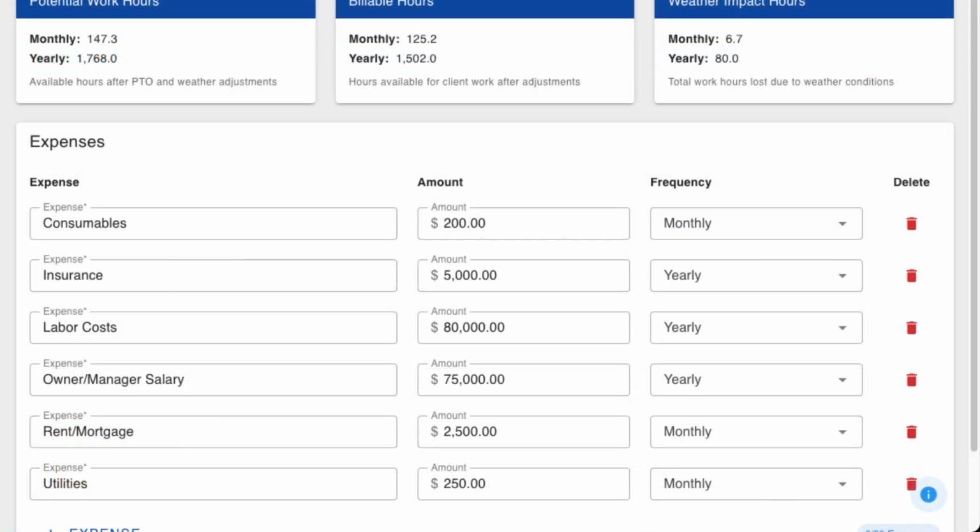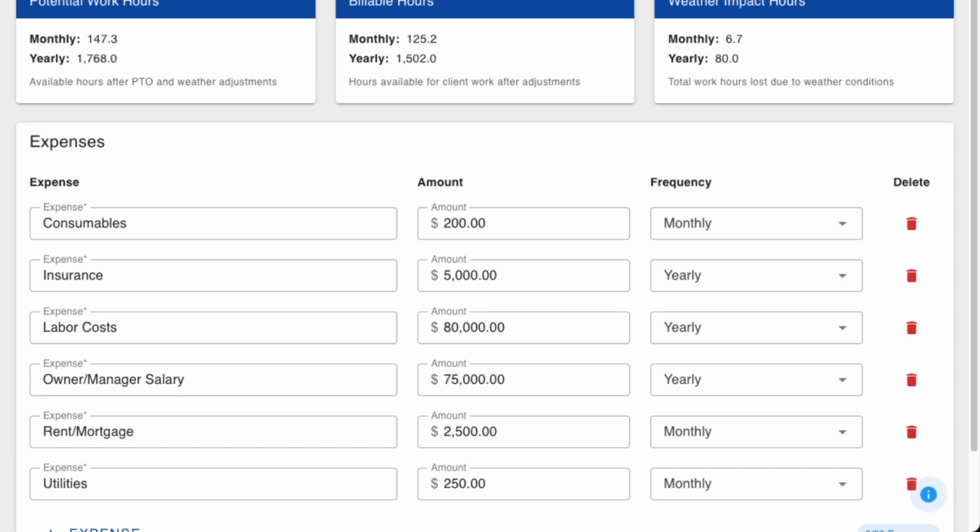Now let's look at the expenses that are already entered. These represent the core costs of running a welding business. In this example, we have consumables at $200 monthly for things like rods, wire, gas, discs, electrodes, safety equipment, etc.